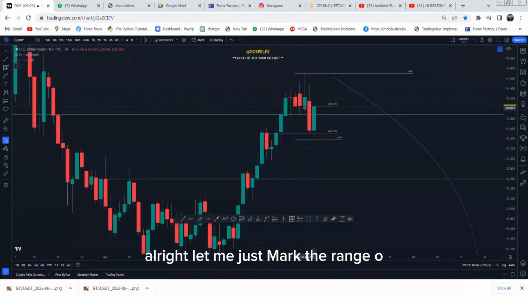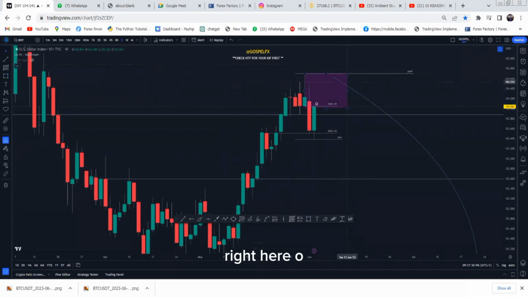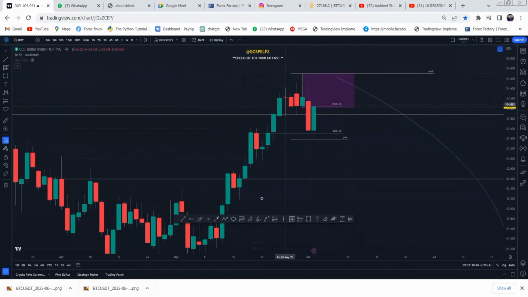All right, let me just mark the range of that candle right here. Okay, so this zone here, we might want to see price do something around this area. If the sell program is going to work out, we want to see price play around this area and then drop lower. If it takes Friday's low, all this trend line liquidity here will be wiped out, and then price drops down to the sell side liquidity we have lined up.